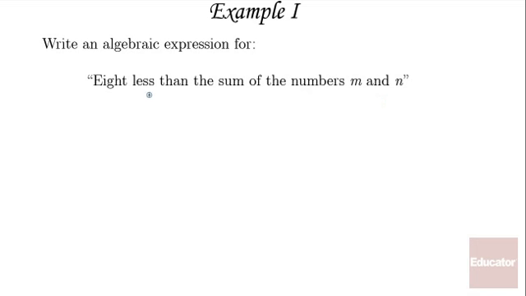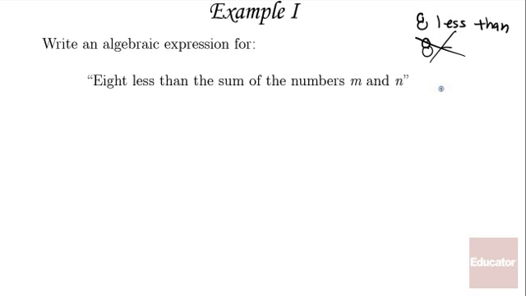I see that it says 8 less than the sum of the numbers m and n. Well, less than indicates subtraction. With 8 less than, the temptation is to write 8 minus, but that is incorrect. What this is saying is that I'm taking whatever comes after and I'm subtracting 8 from that.